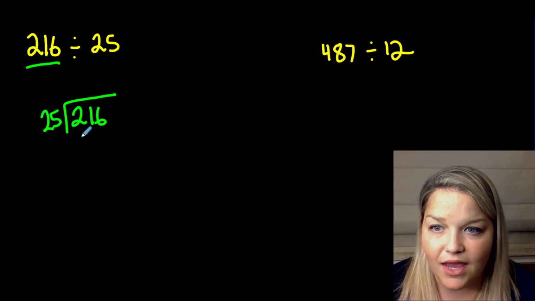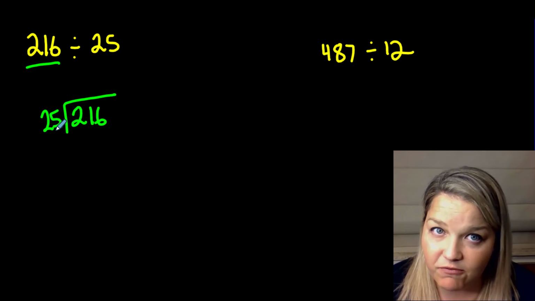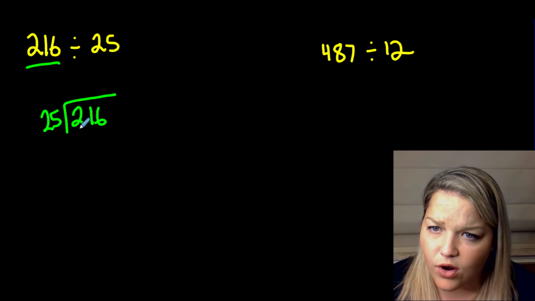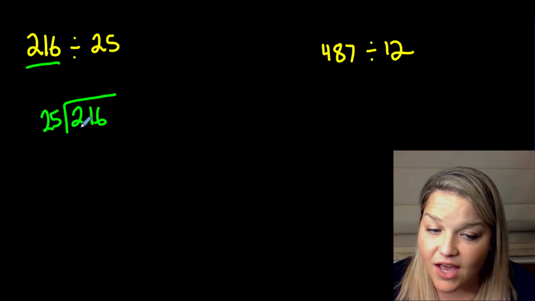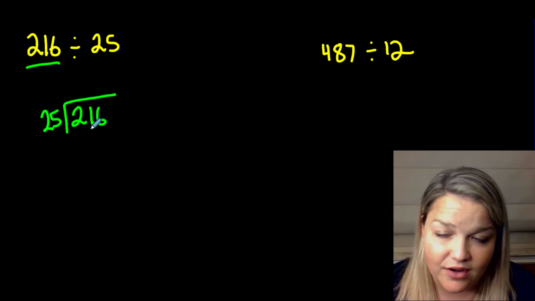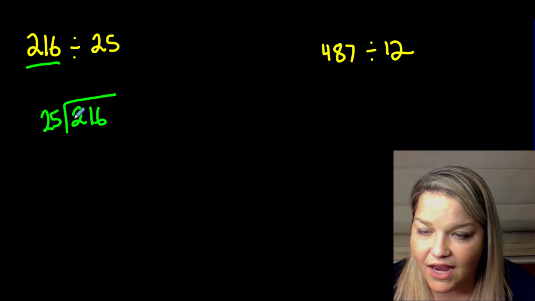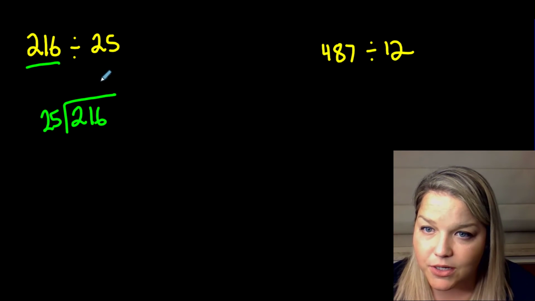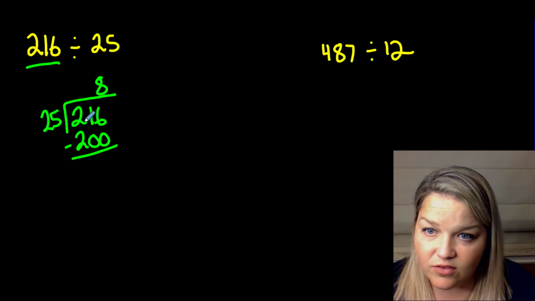Well, okay, I know that there's 4 25s in 100. I have 200s. So if there's 4 in 100, there's got to be 8 in 200. All right, so I'm going to put an 8. I had to go all the way out to 200, so I'm going to put an 8 up here. What do you get when you do 8 times 25? 200. How many do I have left over? 216 minus 200 is 16.